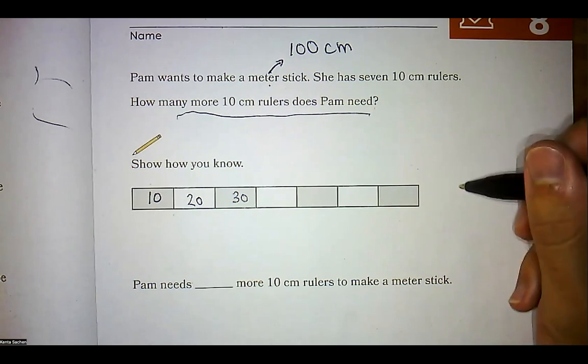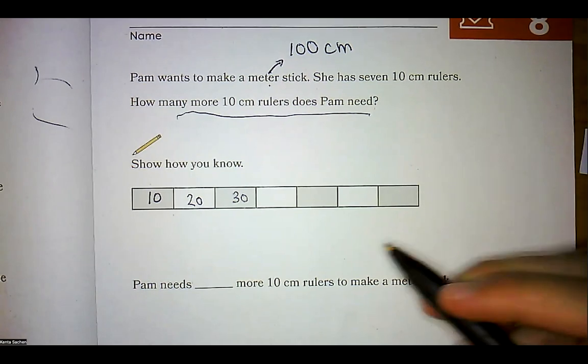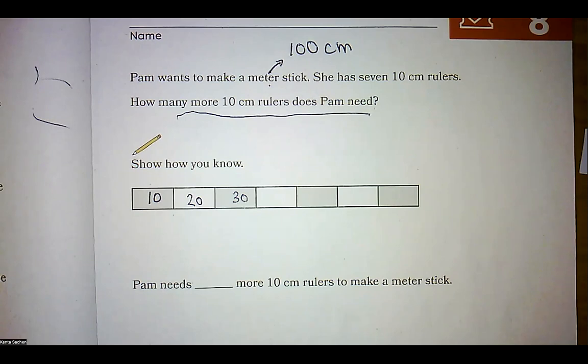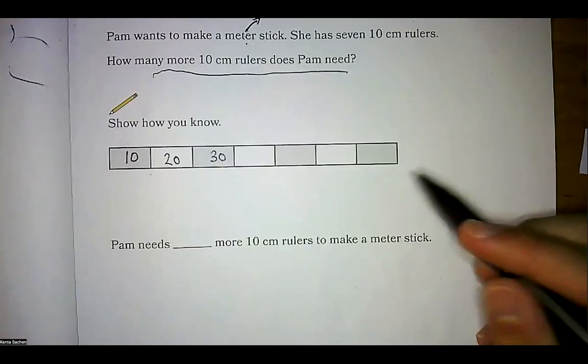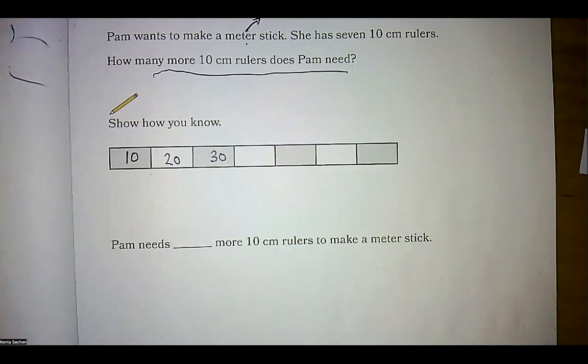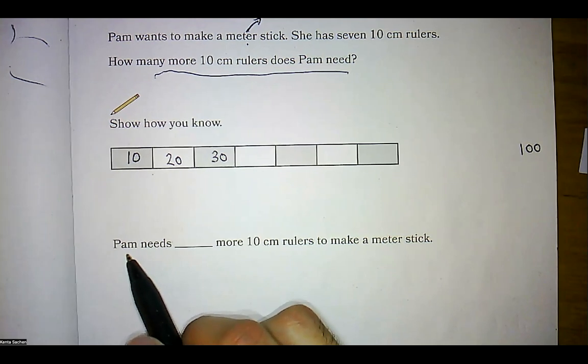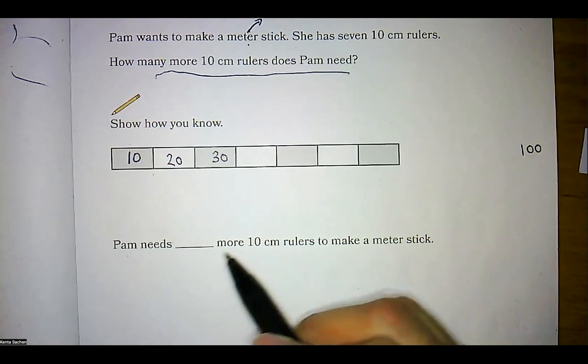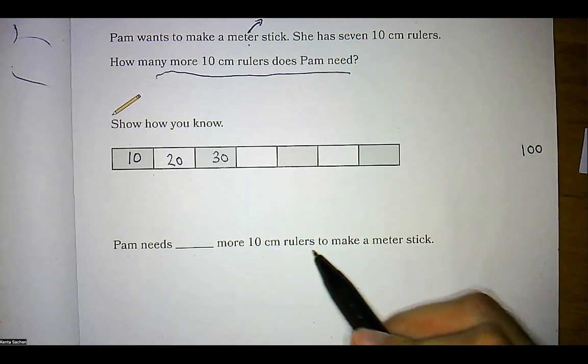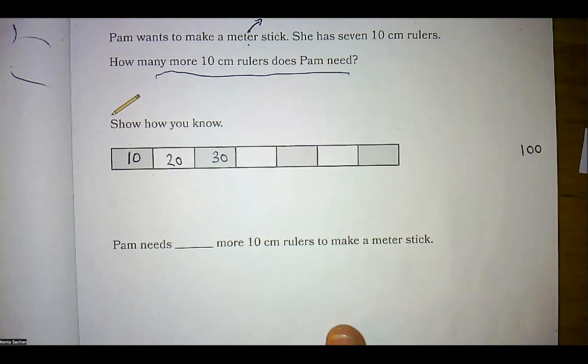And you can draw any more that you need here so that she has enough to make a meter stick. So you can draw it out. So she has a full meter stick. So it should be 100 by the end. And then fill out this sentence. It says Pam needs blank more 10-centimeter rulers to make a meter stick.